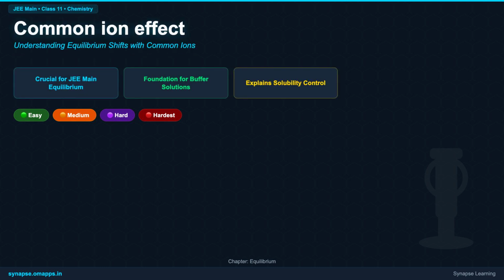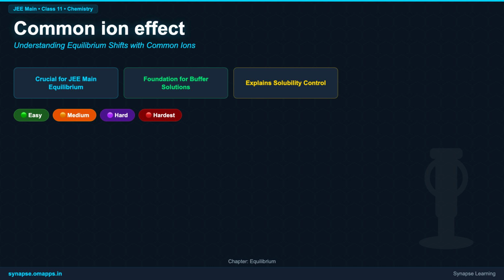Welcome, Class 11 students, to an exciting journey into the world of chemical equilibrium. Today, we are unraveling a fascinating concept, the common ion effect. This principle explains how adding a specific ion can dramatically alter the behavior of chemical systems. We'll start with the basics, then dive into its role in buffers, solubility, and even advanced applications in chemistry.